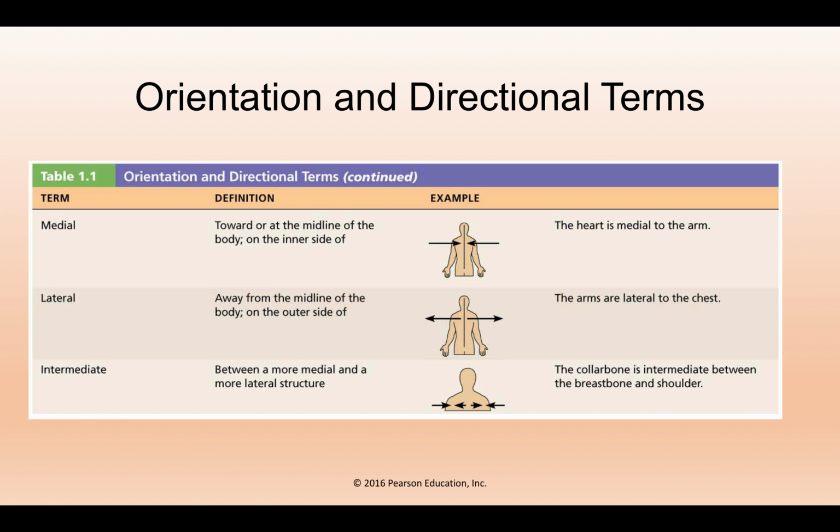Now, if you have a structure that sits between a medial and lateral structure, we use the word intermediate. So taking your collarbone, your collarbone sits between your shoulder and your sternum. So this is an intermediate bone. So the collarbone is intermediate between your breastbone and your shoulder.